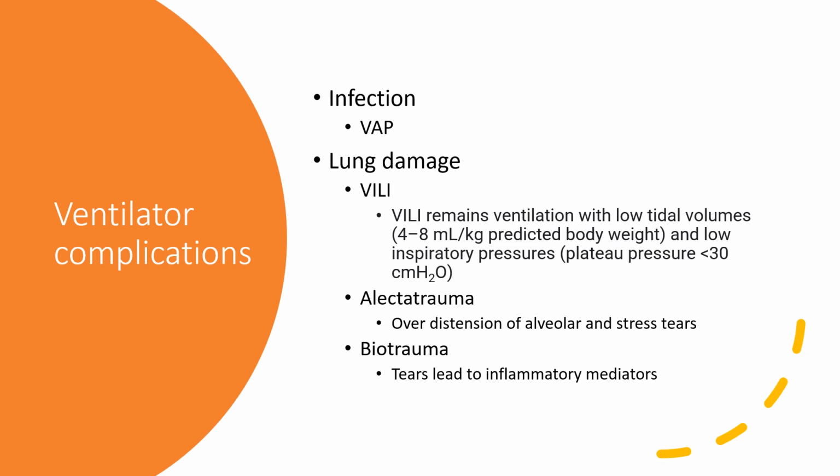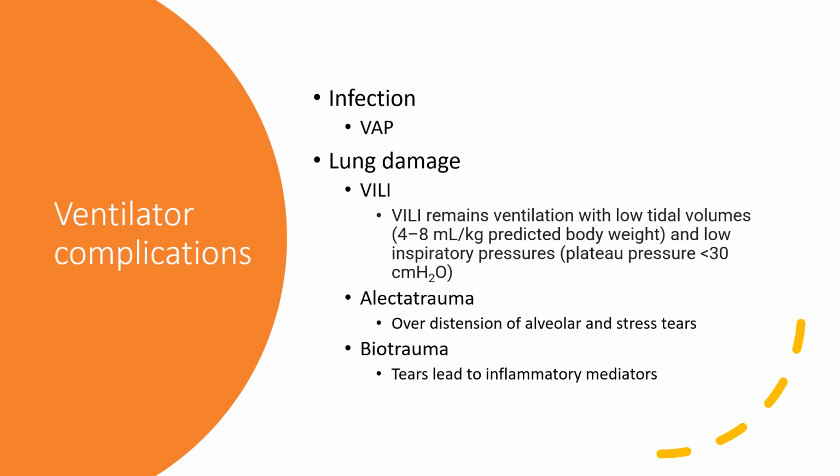Also, lung damage can occur in different ways. For example, ventilator-induced lung injury occurs when tidal volumes are too big and it overdistends the airway, and the plateau pressures are greater than 30, and it causes all kinds of trauma to the airway. Ventilator-induced lung injury is a very serious thing, and it can be prevented by using a low tidal volume strategy or plateau pressures less than 30.